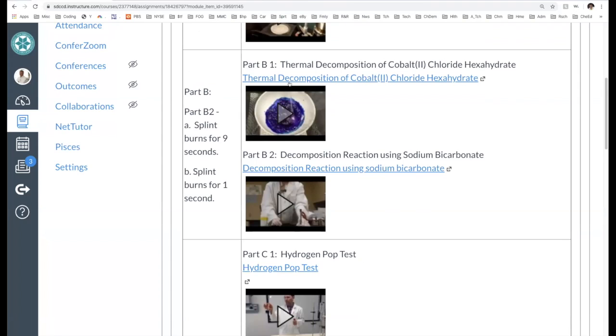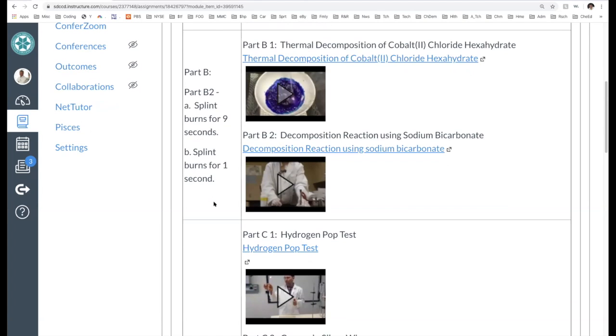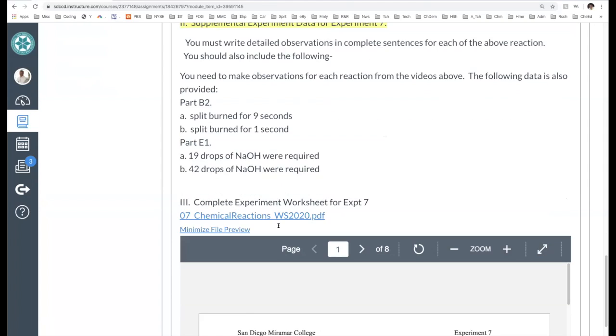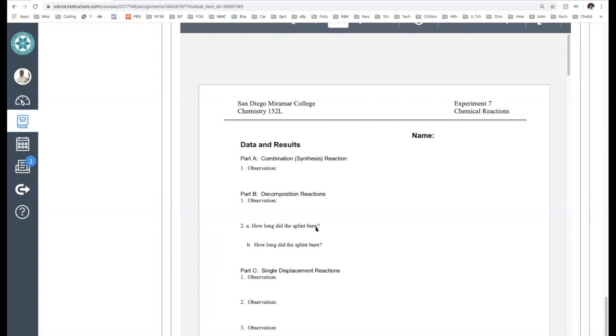There are two types: thermal decomposition of cobalt chloride hexahydrate and the decomposition of baking soda. In part B2, that's this, the splint burns for 9 seconds, the splint burns for 1 second. That's part of the observations that we want you to write down when you go in here. How long did the splint burn? Of course, you guys didn't do the experiment. We gave you that data, so make sure you write that in here.